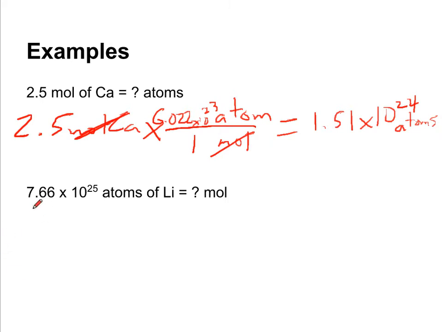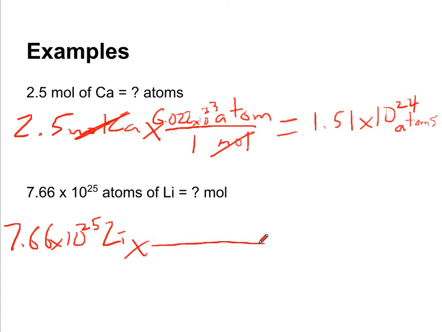In this next example, we're starting with atoms of lithium, and we want to convert that to moles. So we're going to write down the number they gave us to start with. So we've got that many lithium atoms. And we want to convert that to moles. We want to cancel out lithium atoms and get to moles. We're going to take the same values from this conversion factor up here. We've just flipped it upside down to cancel out the units that we need to in this example.